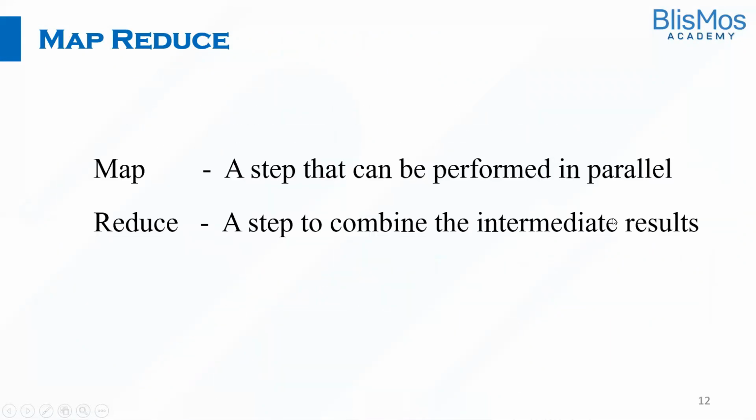Just to summarize, map is a step which can be performed in parallel on small portions of the data which is distributed across the different data nodes. A reduce step is a step which takes the outputs from the map phase or map step and combines them to give a final output. I hope you guys understood this really well.